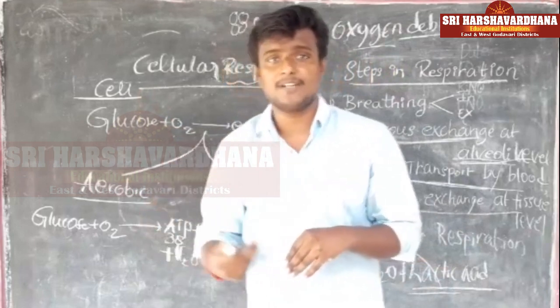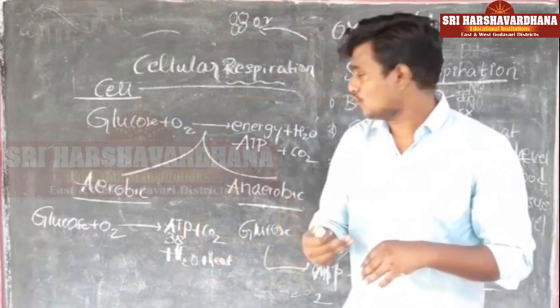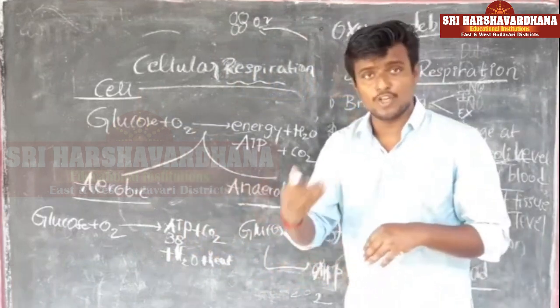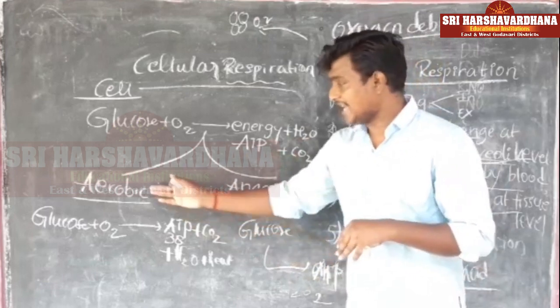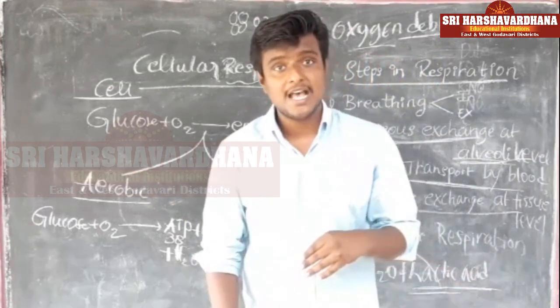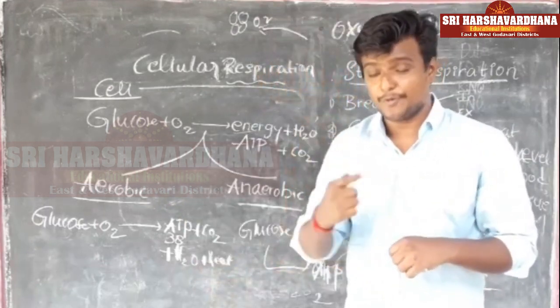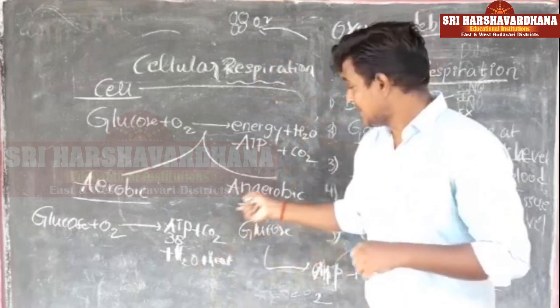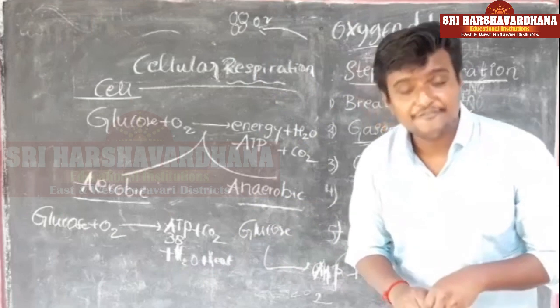In respiration, how many types are there? We can see two types, aerobic and anaerobic. You know what aerobic and anaerobic respiration are. Aerobic respiration is done in normal conditions, and anaerobic respiration is done in oxygen-depleted conditions. You should also know what fermentation is. Anaerobic respiration we also call fermentation. When do we call it fermentation?